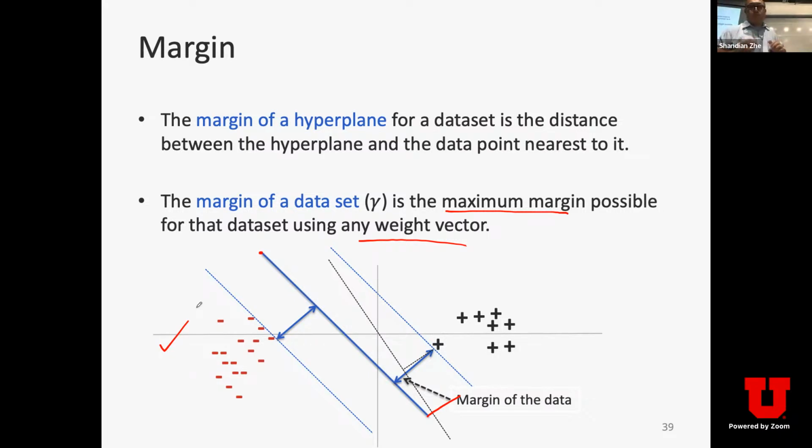So this is a very important idea, very important inside our data set. If your margin is large, that means the positive examples are generally far away from negative examples. If the margin of the data set is small, that means the positive and negative examples are closer.